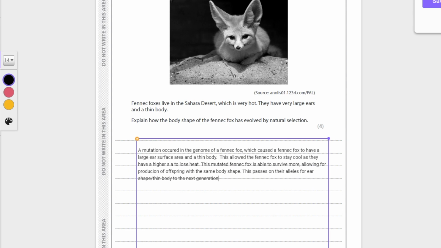So think of that formula: a mutation, and then the mutation enables them to have some sort of characteristic that allows them to survive more, and because they can survive more, they're allowed to reproduce more and pass on their alleles or genes to the next generation.